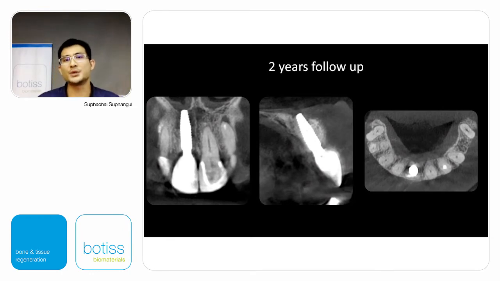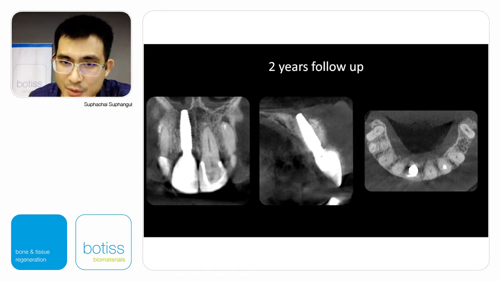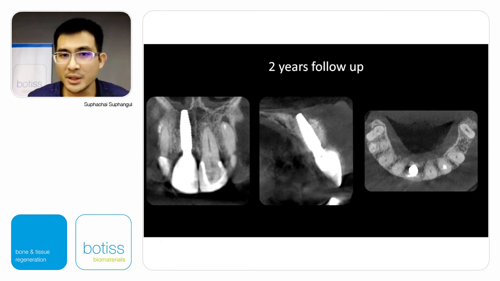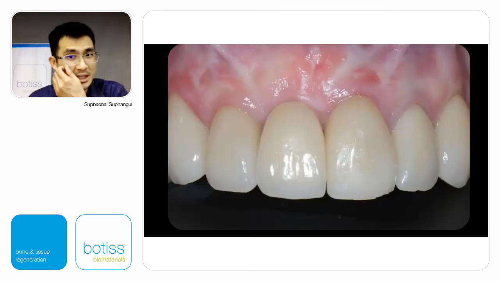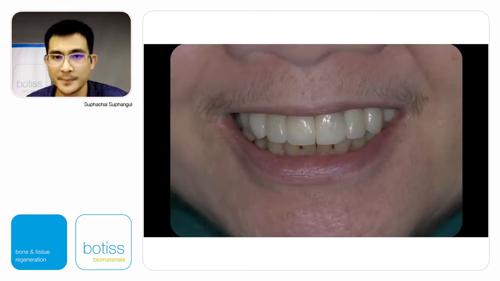This patient came back at 2 years. I ran the cone beam CT again. You can see that if we use the right biomaterial, it can thicken the hard tissue here, more than 2 millimeters. This is the 2-year follow-up. The soft tissue is very stable, the bone is very stable, and the prosthesis is very good. It has some chipping, but the patient doesn't worry about that.